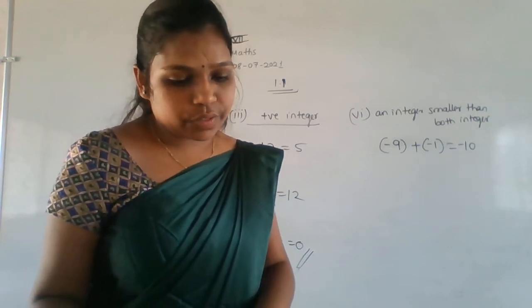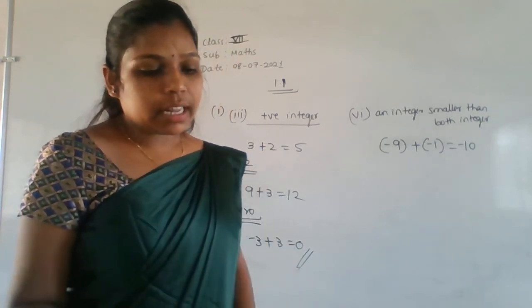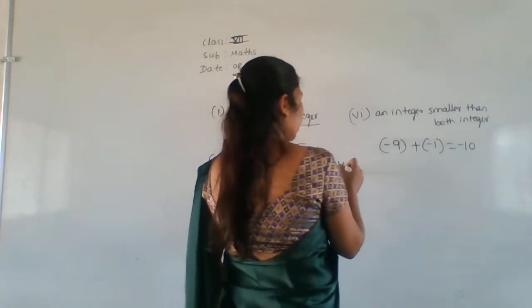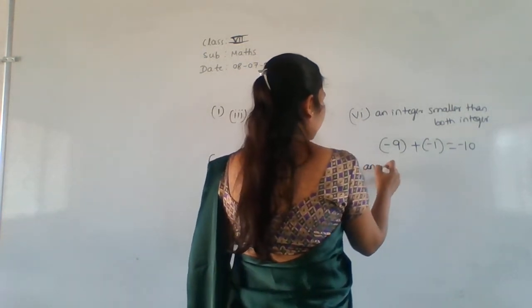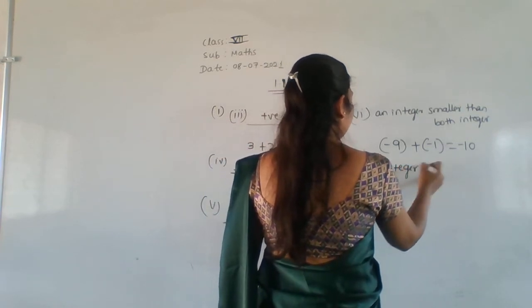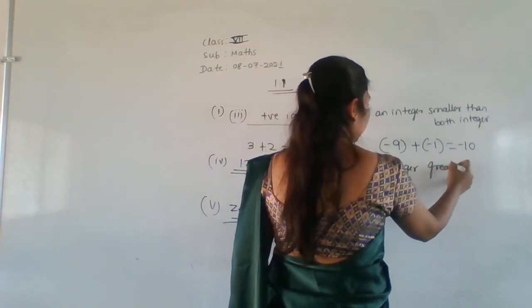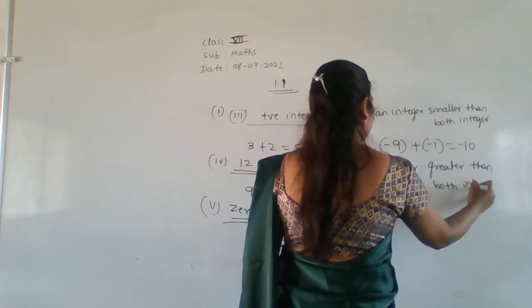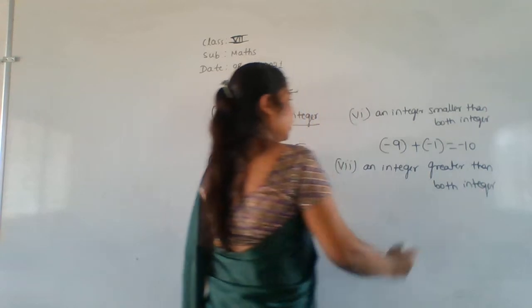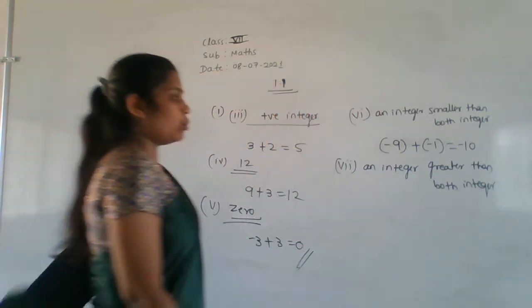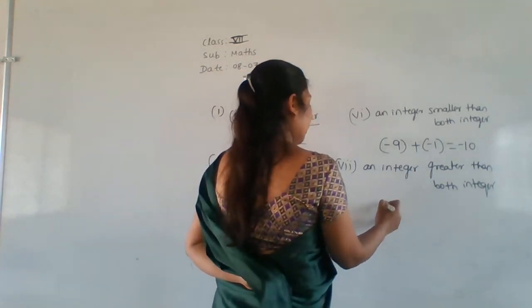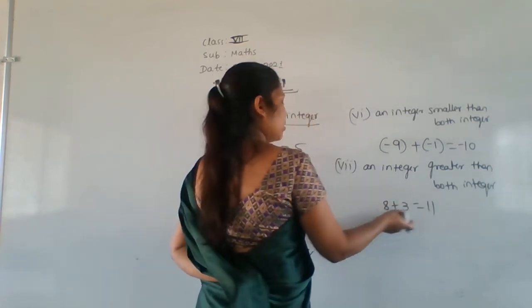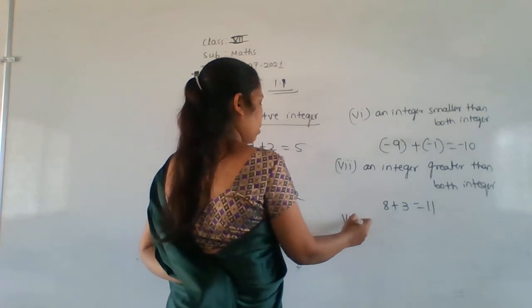Next one is the seventh one. An integer greater than both the integers. An integer greater than both the integers here. So I take a plus value. 11 is greater than 3 and 11 is greater than the 8. Like that we have to write.